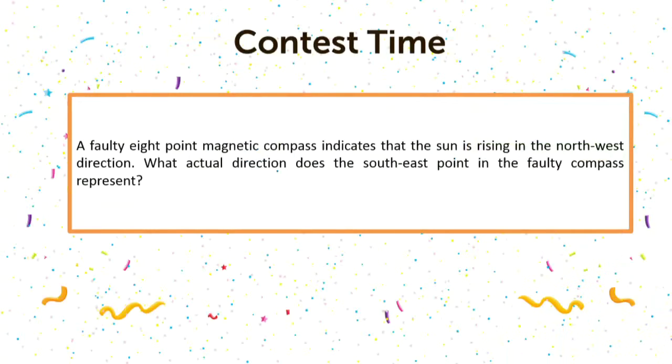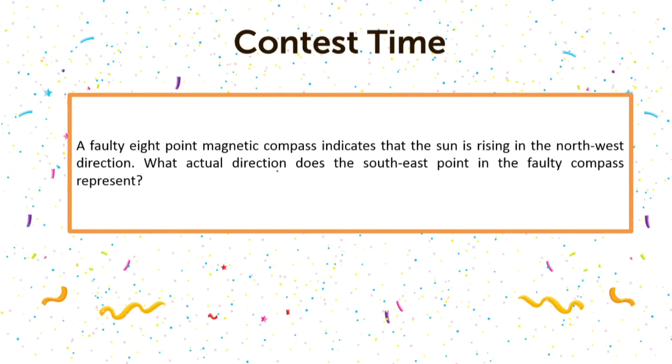Now today's contest question, a 48-point magnetic compass. So a magnetic compass which contains 8 points: north, south, east, west, northeast, northwest, southeast, southwest. The 8-point compass is a faulty compass because it's not showing the correct direction. The faulty 8-point magnetic compass indicates the sun is rising in the northwest direction. What actual direction does the southeast point in the faulty compass represent? Something very similar to this.